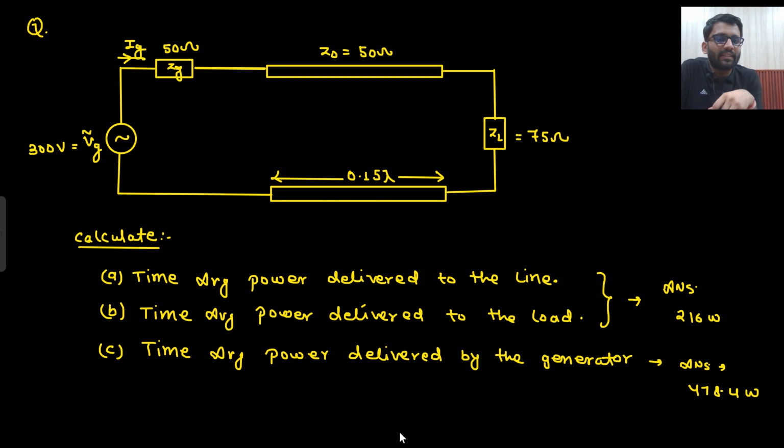So in the first question, what are they asking? Time average power delivered to the line. They are not talking about P in plus. Time average power delivered to the line equals time average power delivered to the load. So A and B will have the same answer, right? By both methods we will solve. First we will solve by method 1 for A and B.